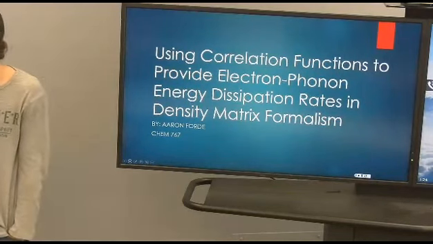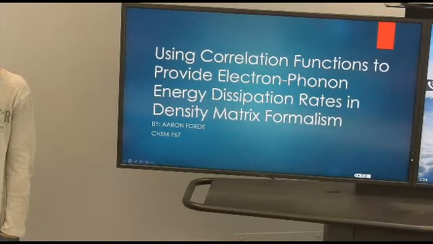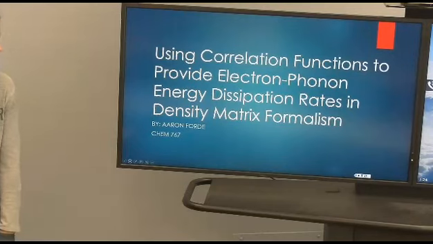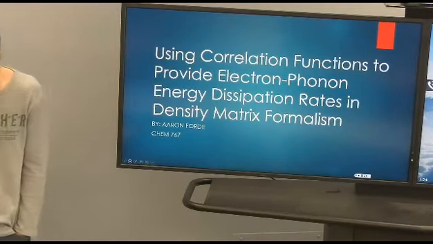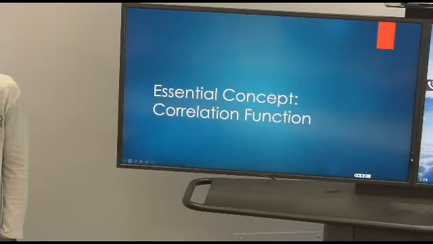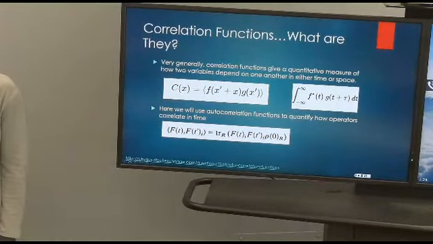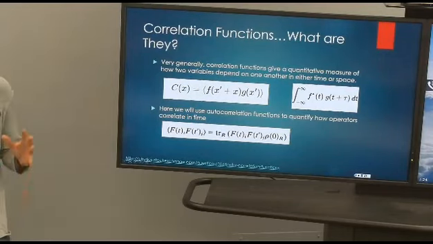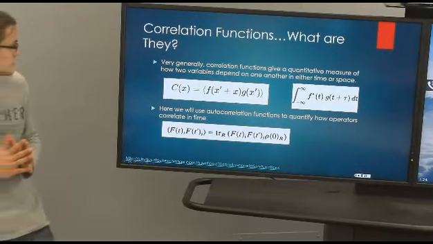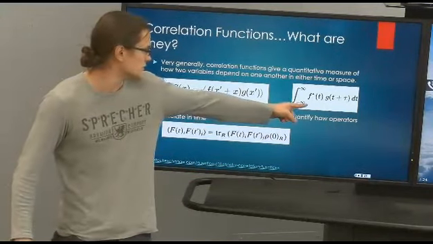So for my presentation, I'll be talking about how correlation functions are used to get dissipation rates in the density matrix. So the essential concept here is, what is a correlation function? Very generally, correlation functions are a measure of how two variables depend on one another in time. Maybe the best explanation is this figure here.